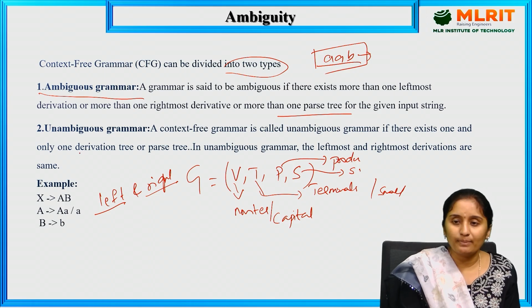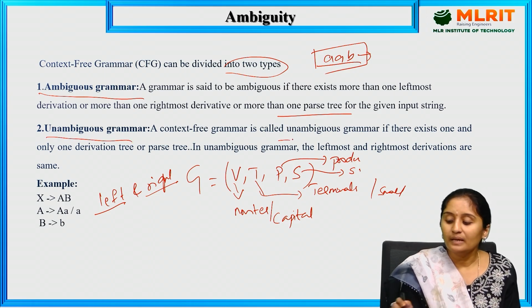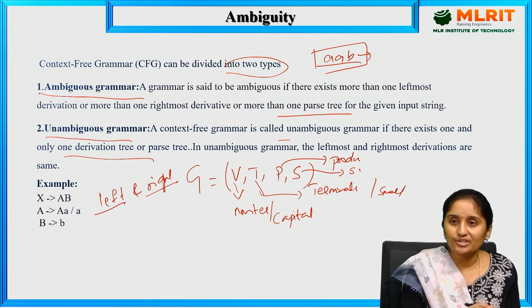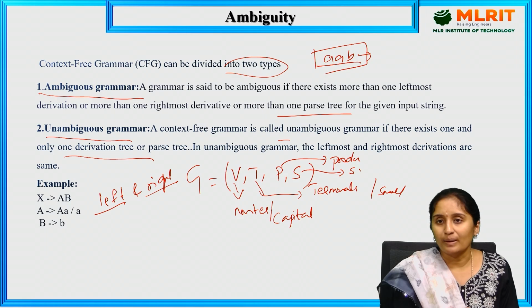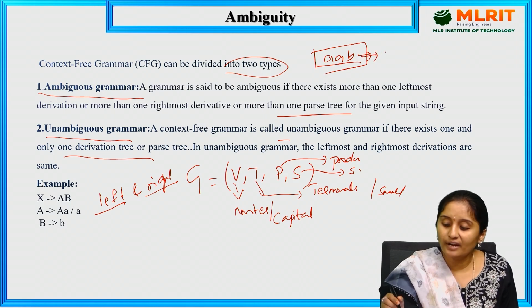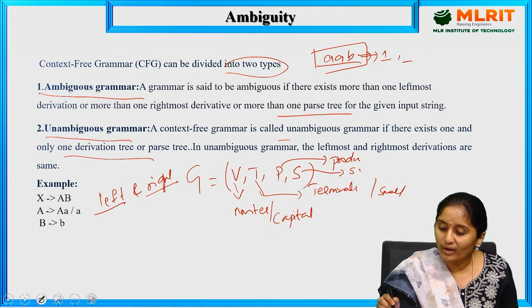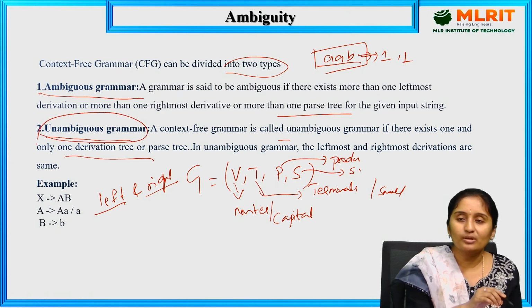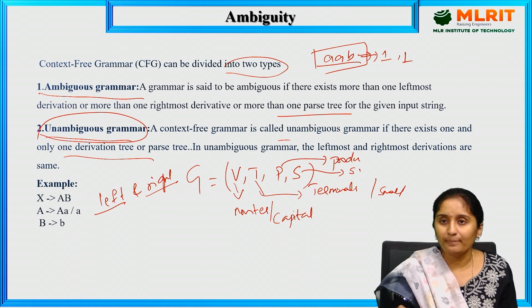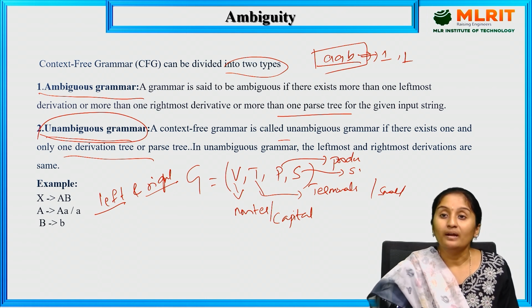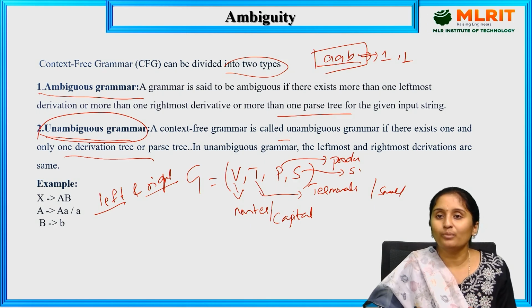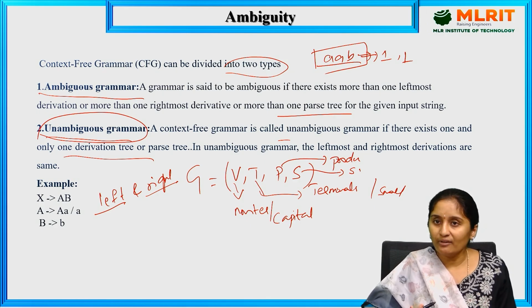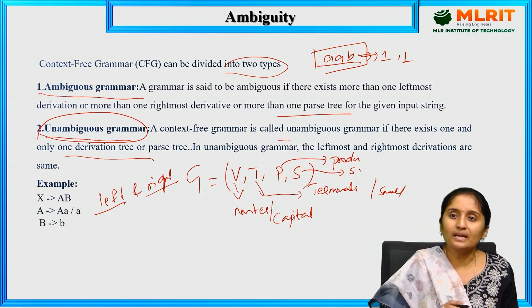Coming to unambiguous grammar: if there exists only one derivation tree or parse tree, then we call it unambiguous grammar. So it is the vice versa of ambiguous grammar. For this string, I can generate only one leftmost derivation, only one rightmost derivation, or only one parse tree. For the same string, if I can generate only one parse tree, then I call it an unambiguous grammar. Whereas if we can generate more than one parse tree, more than one leftmost derivation or more than one rightmost derivation, then we call it an ambiguous grammar.